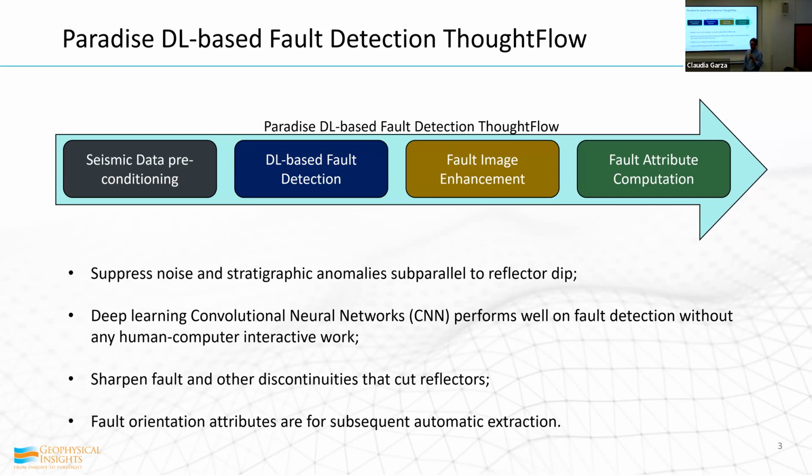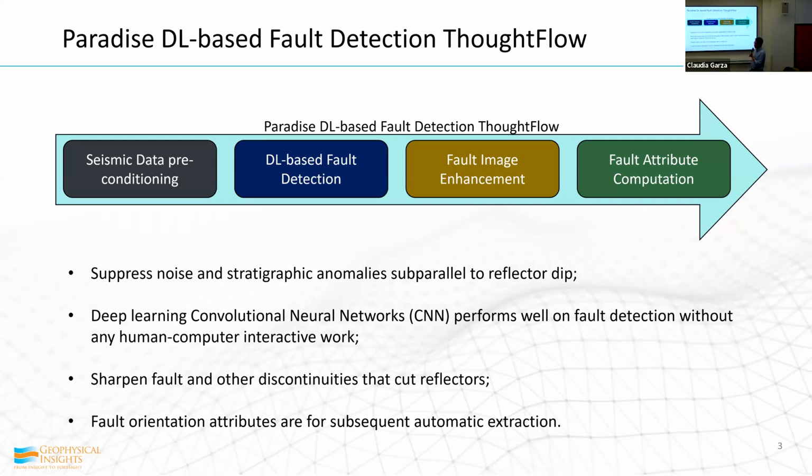We apply a 3D structure-oriented filtering to enhance your seismic signal to noise ratio and sharpen the discontinuity in the seismic data, which results in a better AI result. So AI is not the king, it cannot do everything. If you can improve your input seismic data just a little bit, you may get a better AI result.